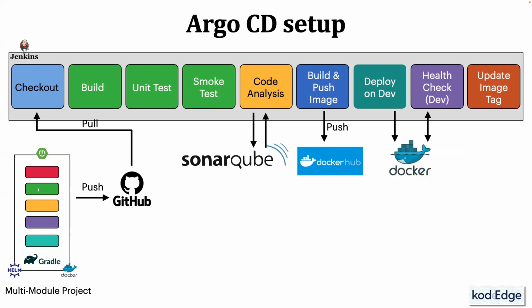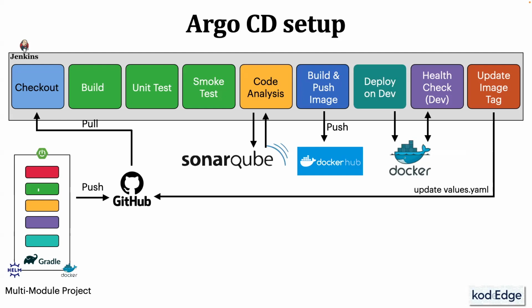In the previous video, we created the Jenkins pipeline. In this section, we will set up ArgoCD, which will automatically deploy the application once it detects the Docker image tag that has been updated in the values.yaml file in the GitHub repository. We will always add the image tag to the values.yaml file.